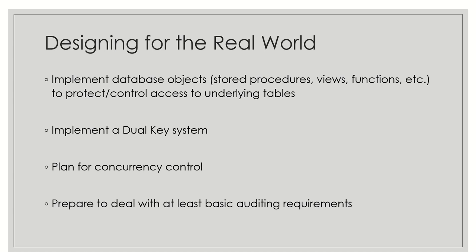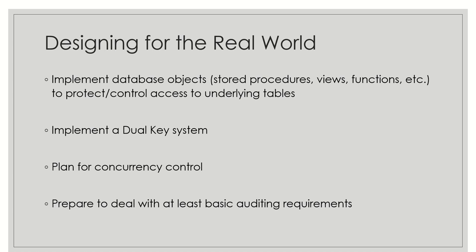As I've said in a previous lesson, when we're designing databases that are designed to be used by other applications and by a wide range of different types of users, we want to make sure that the database is the most conservative point of validation. So some of the techniques we're going to be talking about today are implementing database objects to allow us to control underlying tables and data, implementing dual key systems, planning for concurrency control, and dealing with basic auditing requirements.